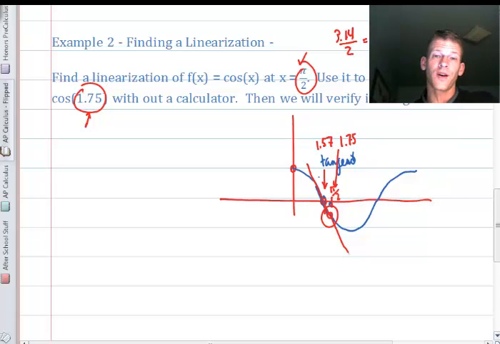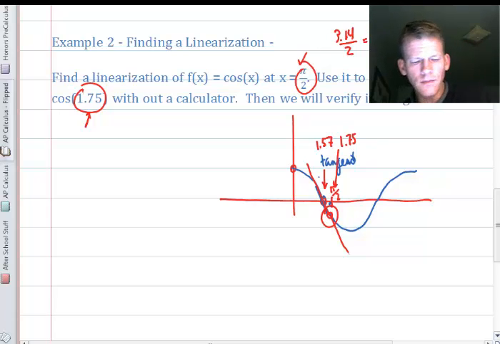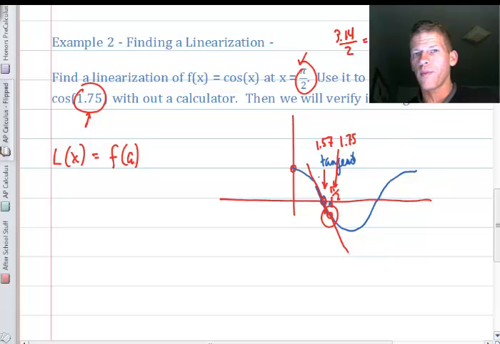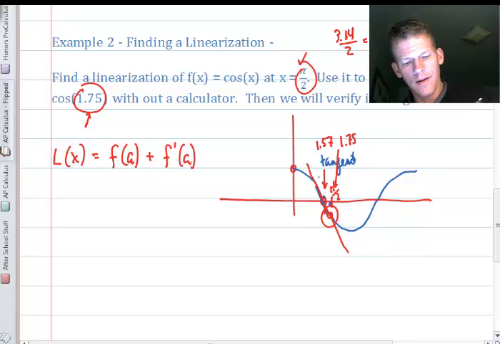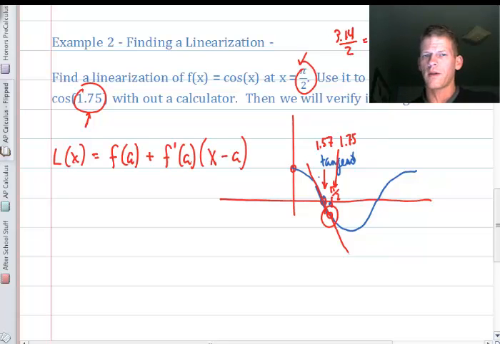I'm going to say that's good enough for me because I live back in maybe the 18th century and I don't have a calculator. So I'm going to try this out. Here we go. Let's write down our linearization equation. L of x equals f at a. Now remember, a is the center point of the approximation, plus the derivative at a times x minus a.